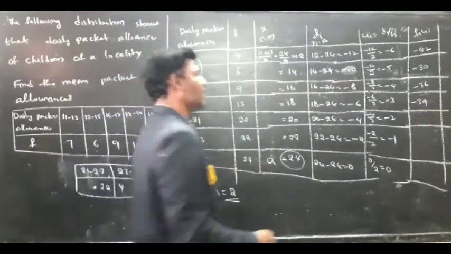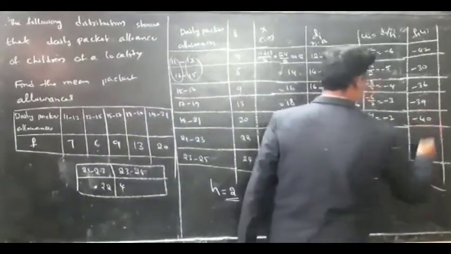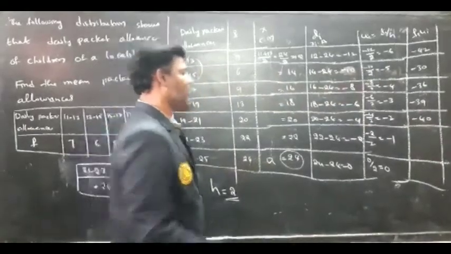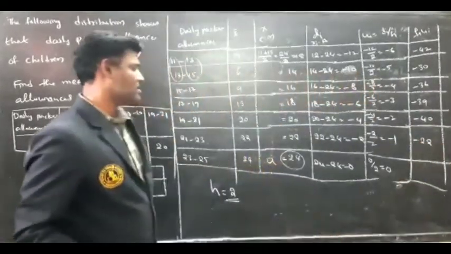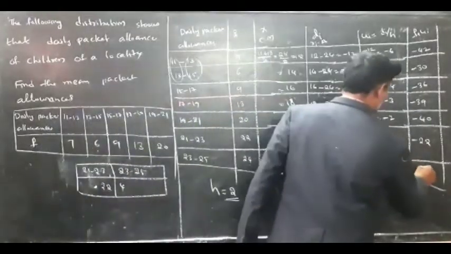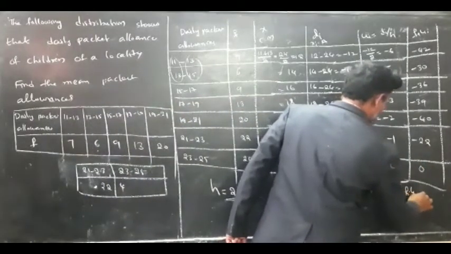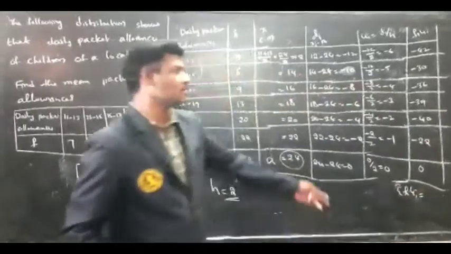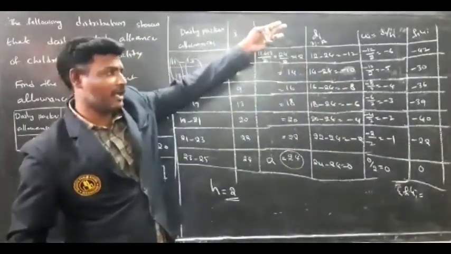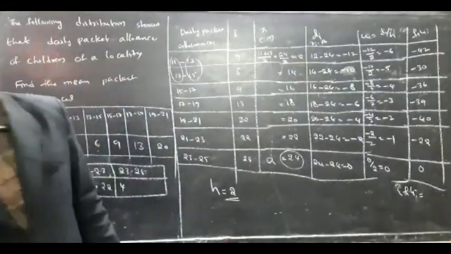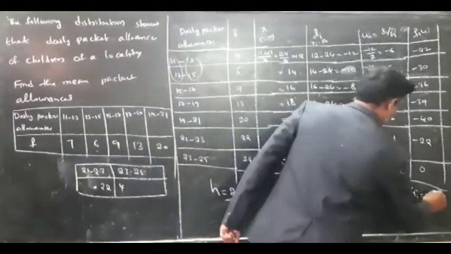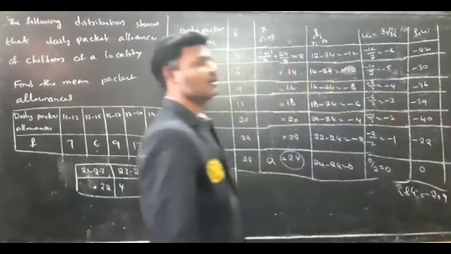Then 20 into minus 2 is equal to minus 40. Then 22 into minus 1 is equal to minus 22. Next, 24 into 0 is equal to 0. Next I need sigma fi ui. So add all values. All are negative. By adding all the values you will get minus 209.